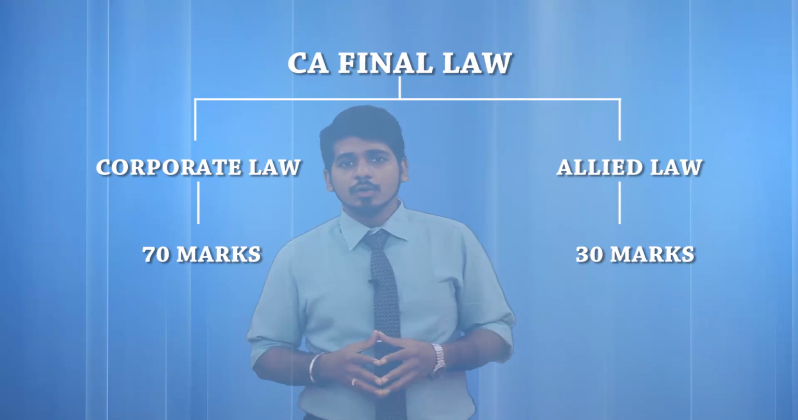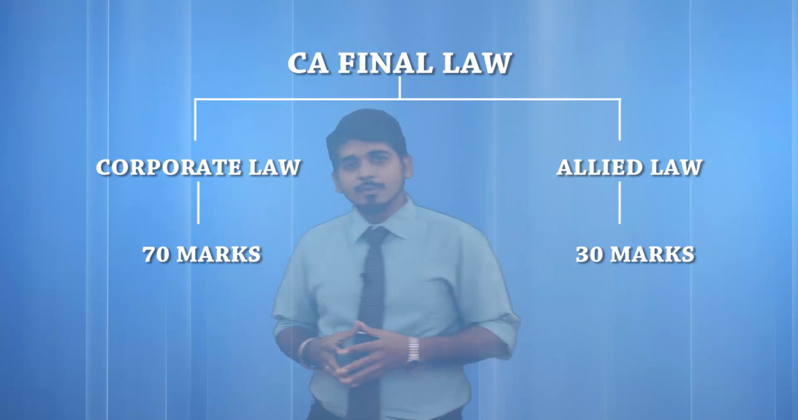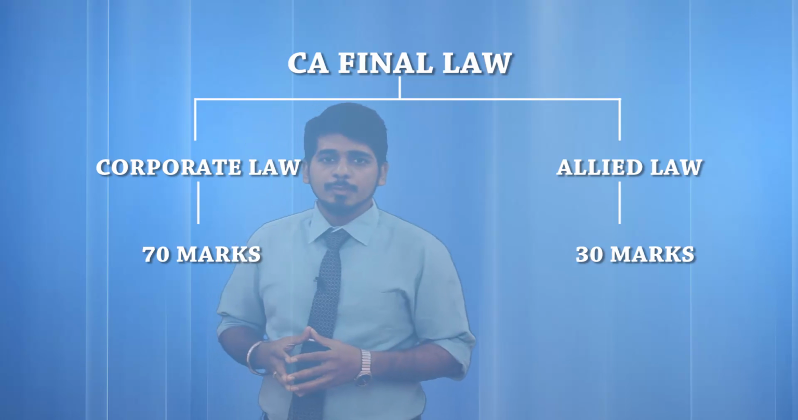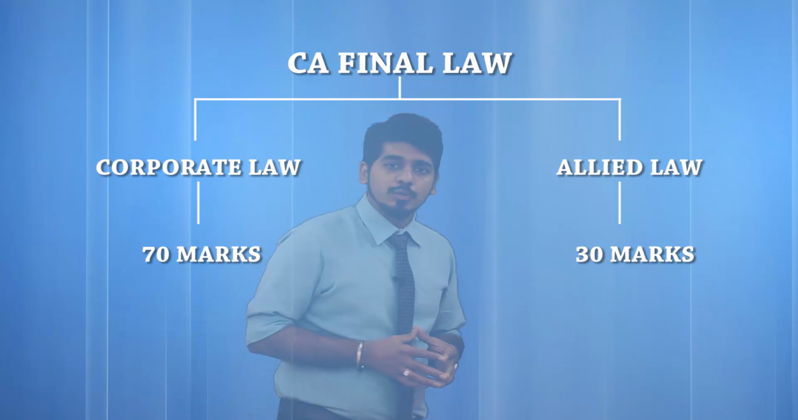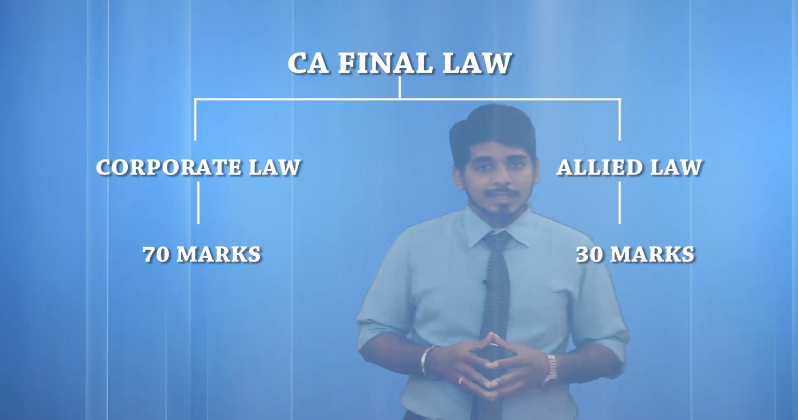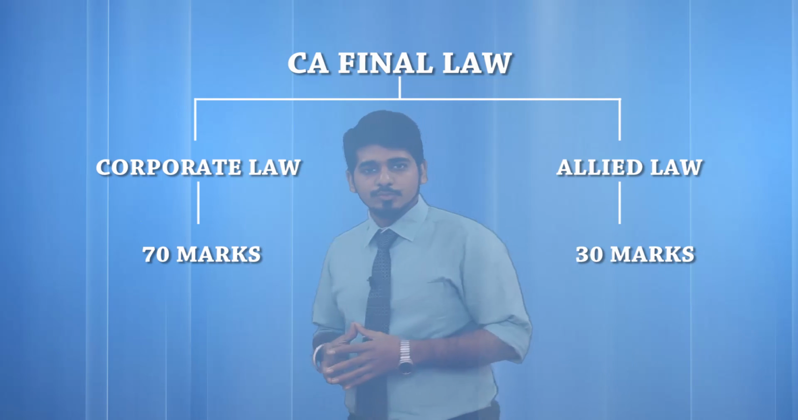Okay, there are a few things before we start the subject. I want you to be very clear with some things. So have a look at the chart that is in front of you. At first, CA final law is divided in two parts. One is your corporate law, another is your allied laws. The corporate laws consist of 70 marks and your allied laws consist of 30 marks, as you must be aware.